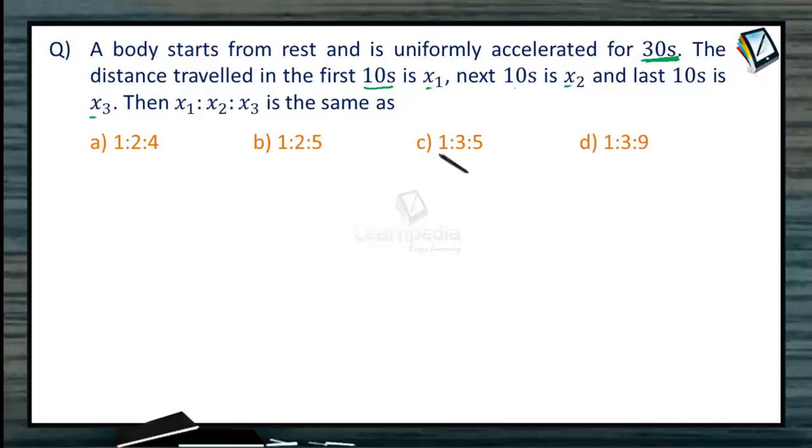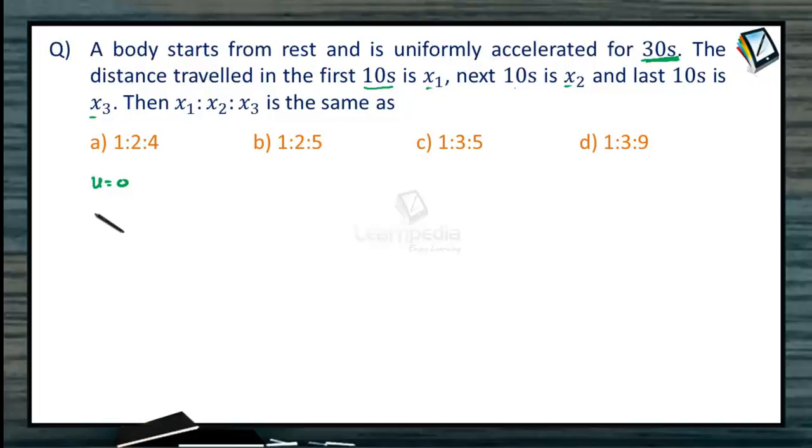So let us divide this problem into three parts. In the first part, it starts from rest, so u is equal to 0. Uniformly accelerated, so acceleration is constant for 30 seconds. In the first part, the first 10 seconds, the distance is x1.